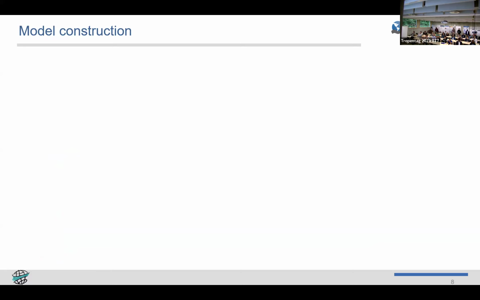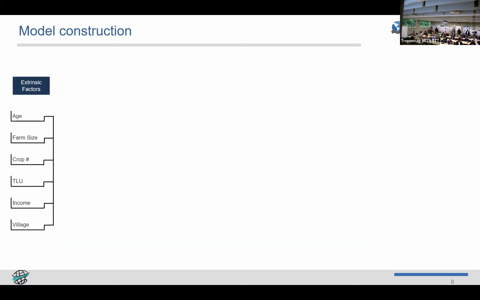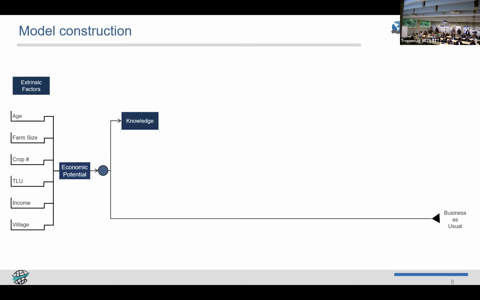In particular, for our model, this means we start with the extrinsic factors of the households. We implement the Zambia data set. We import the age, the farm size, the number of crops, and so on, several extrinsic factors that the households exhibit. We import them into the data set, and this leads to some kind of economic potential of the household to adopt agroforestry. For example, if we have a household that has a chronic illness and there's only one member in this household, they have a very low economic potential. They are not very likely to adopt agroforestry. And this is why they would drop out and perform business as usual.